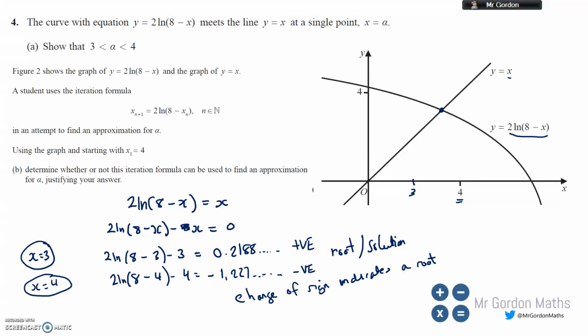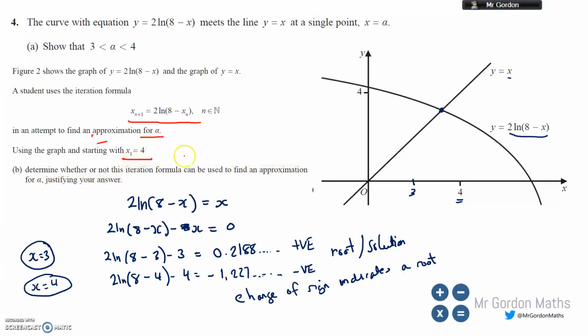So, very quickly, the last part B says, it's an iterations question, but it's not putting it into your calculator. In an attempt to find an approximate value for A, a student uses the iterative formula, this formula here. And using the graph, normally you would put 4 into the formula, wouldn't you? And get another answer out, put it back in, get another answer out. We're not doing that. We've got to use the graph to determine whether or not this iteration formula can be used to find an approximation for A, justify your answer.